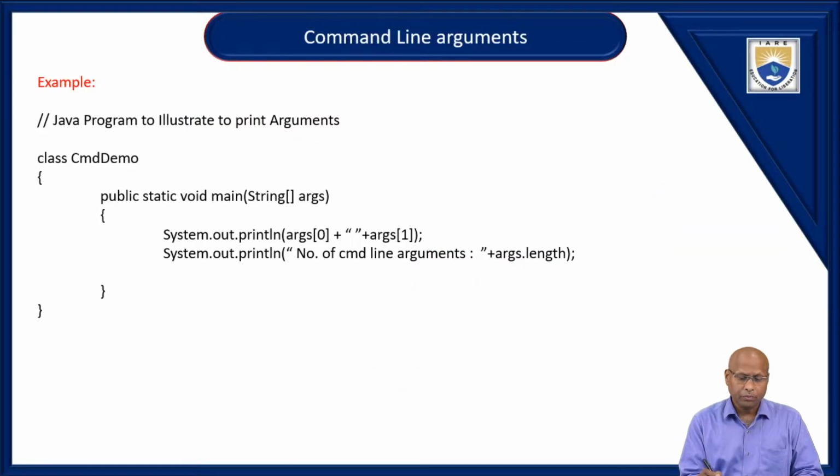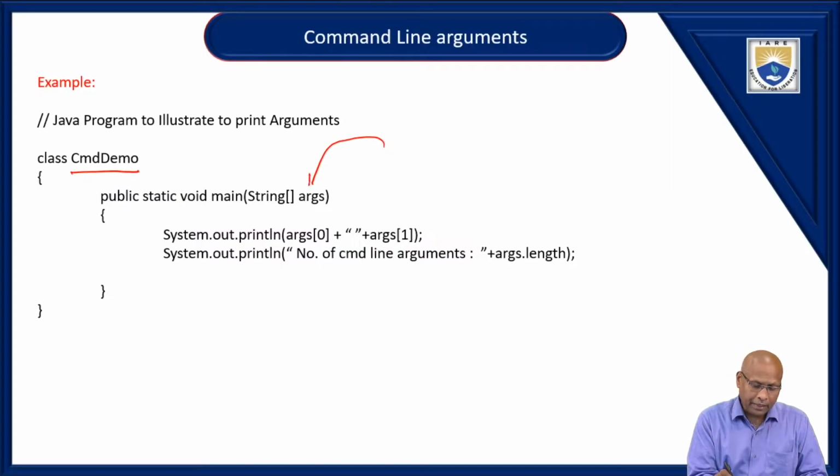Let us see a small program. Whatever argument you are passing at the command prompt, you have to print on the screen. Class CommandDemo, I just gave some name. Public static void main, String array. Whatever data you are passing in the command prompt will be stored in this array, and the name of the array is args.